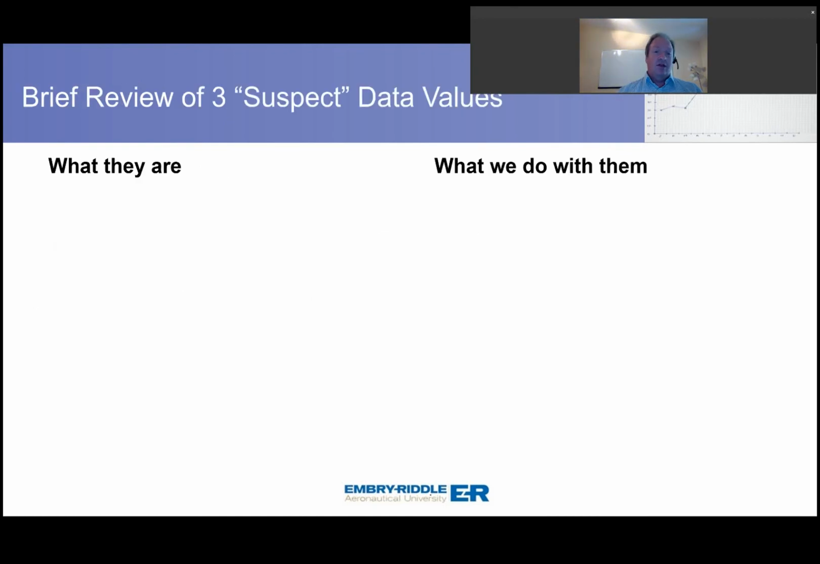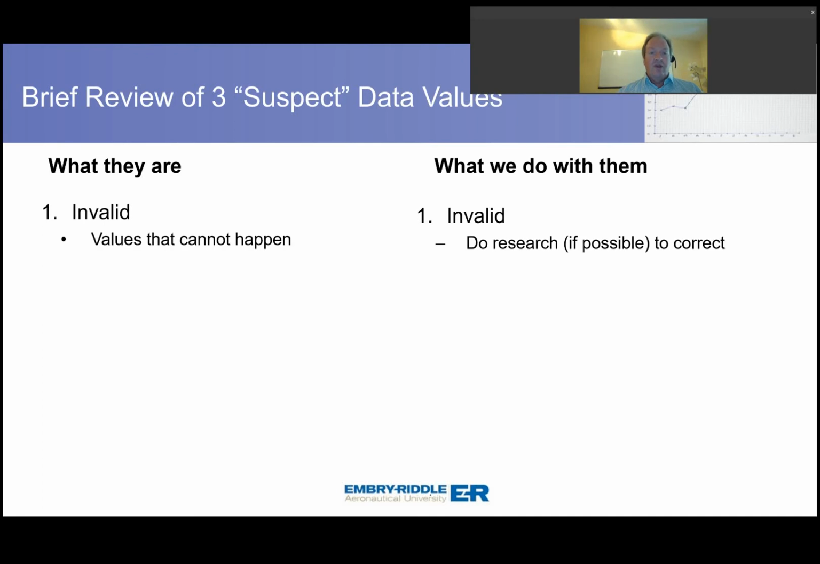So let's get into the details here. We recall there are three different types of suspect data values we could come across. We're going to review what they are and talk about what we're going to do with them. So first we can have an invalid data value.